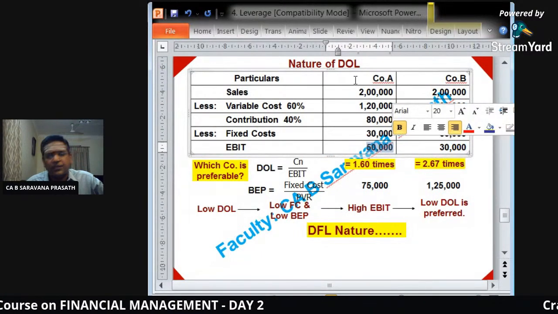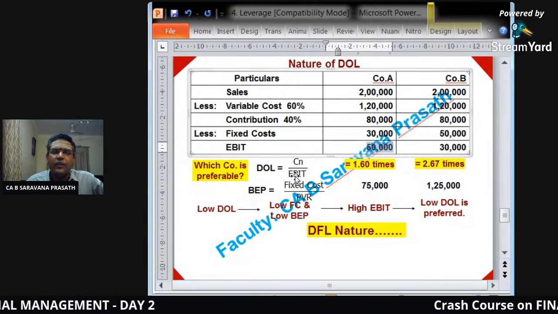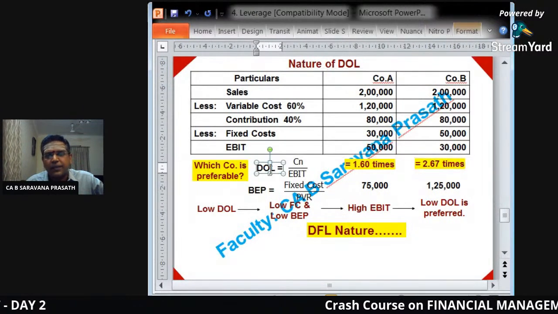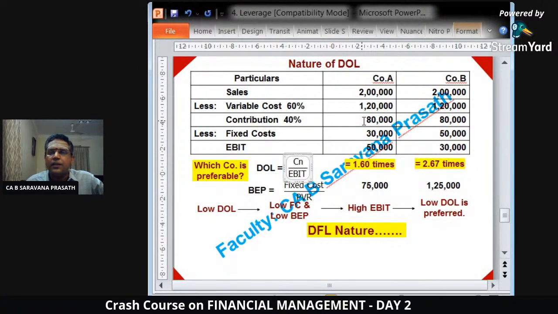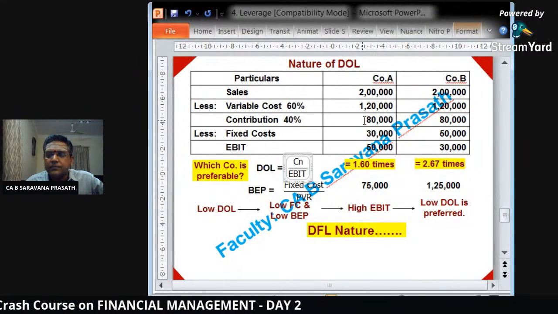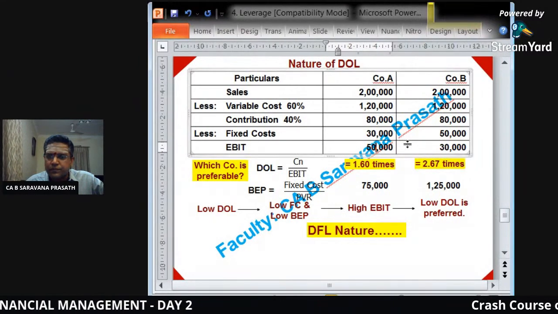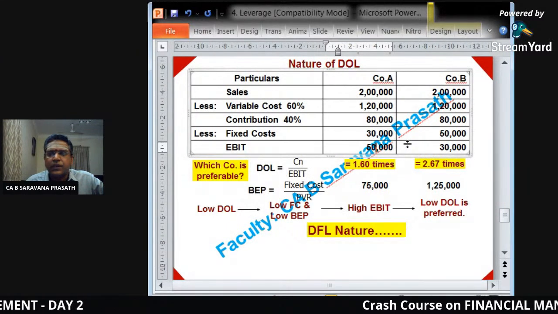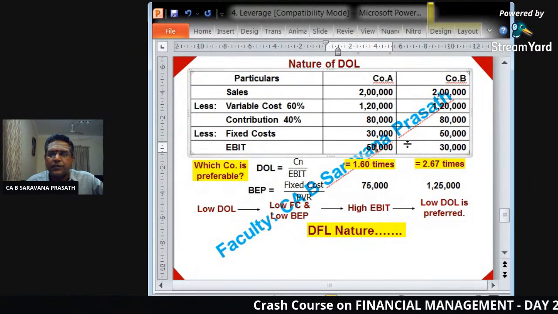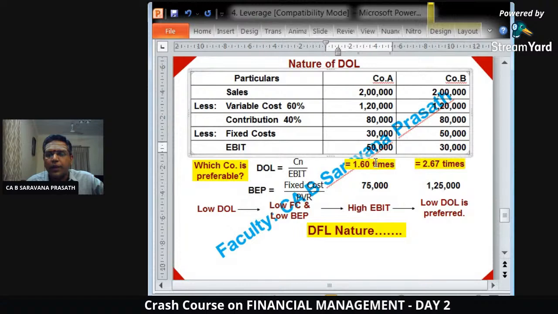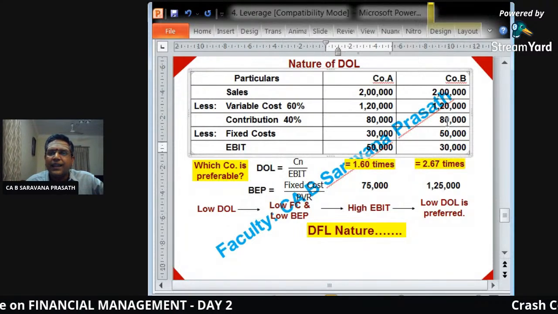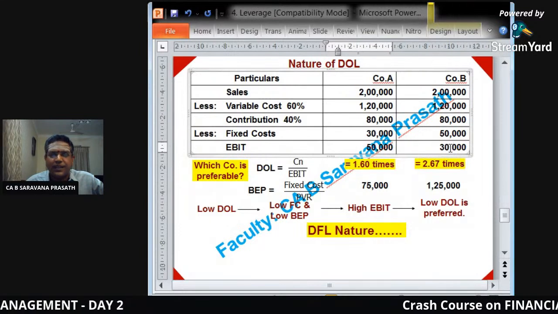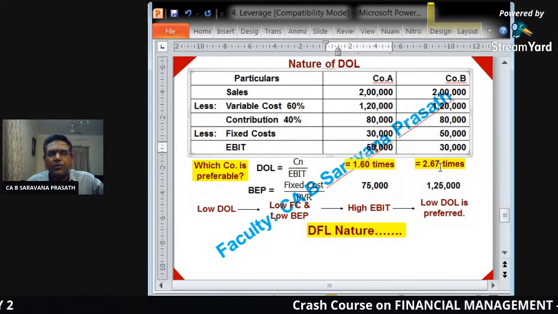More profit is earned. Very simple logic. Now, let's look at the concept of operating leverage. Contribution divided by EBIT. 80,000 divided by 50,000. The number is equivalent to 1.67 times. And in the second case, it is equivalent to 2.67 times.